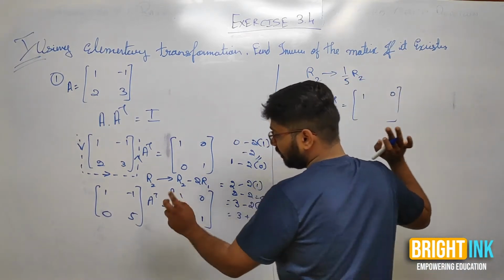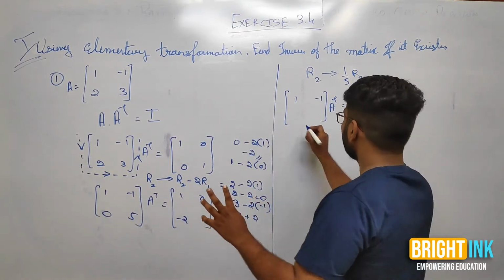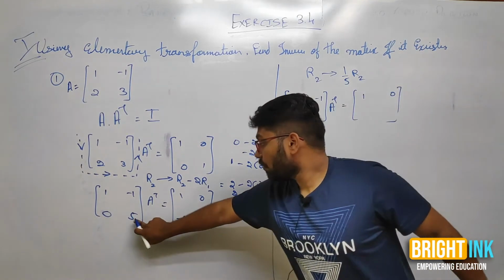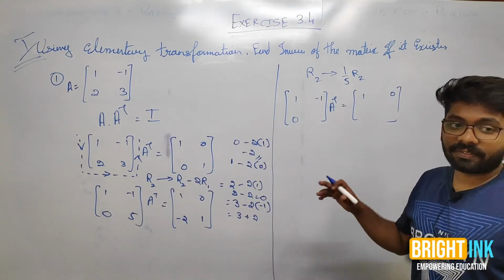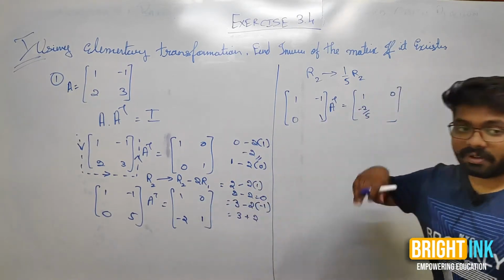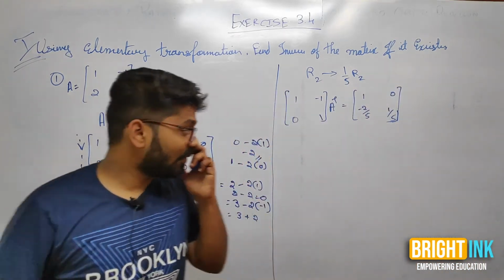So let me write here. See, 0 into 1 by 5 is 0. So this is no change. We are keeping it as it is. Now 5 into 1 by 5 is 1. Minus 2 into 1 by 5 is minus 2 by 5, and 1 into 1 by 5 is 1 by 5. Okay. Now let's go further.